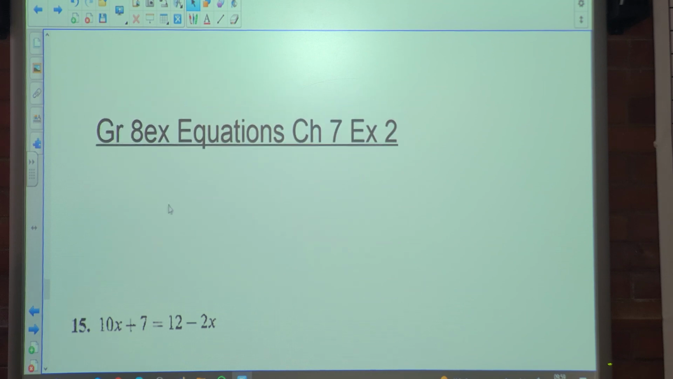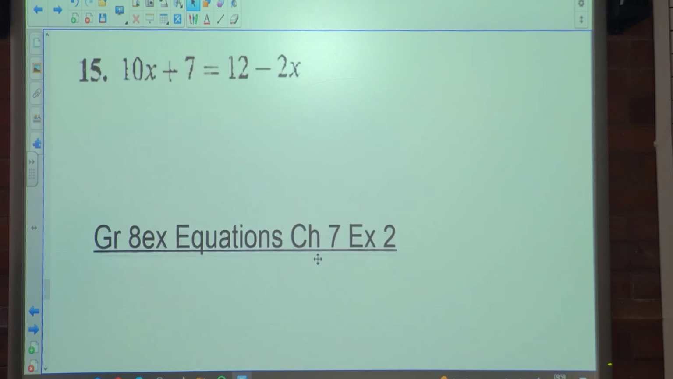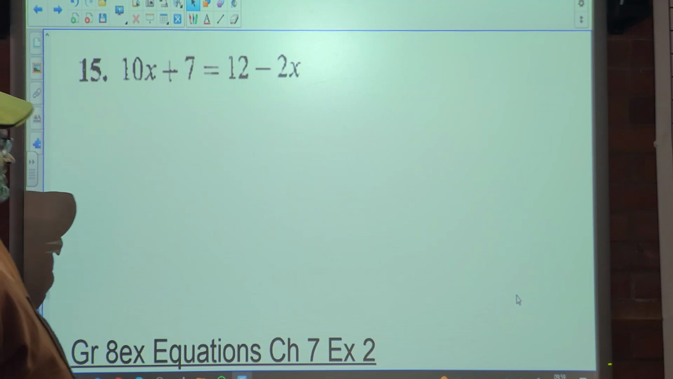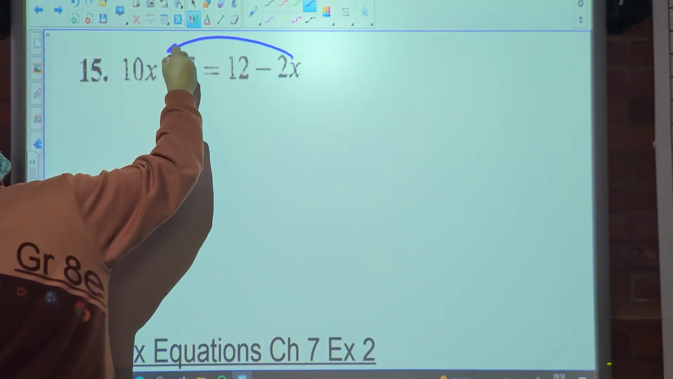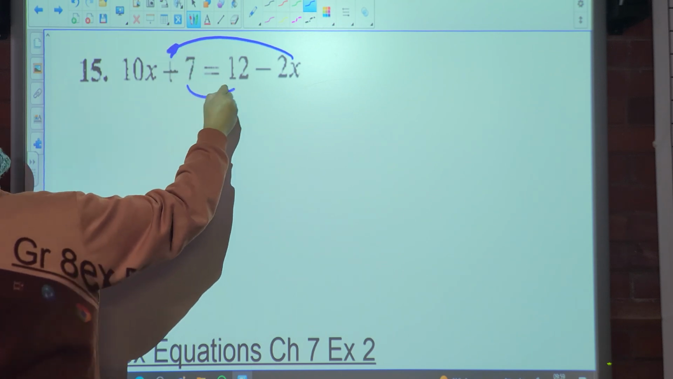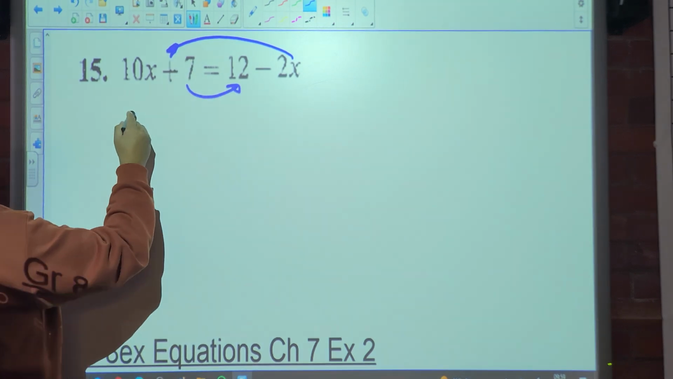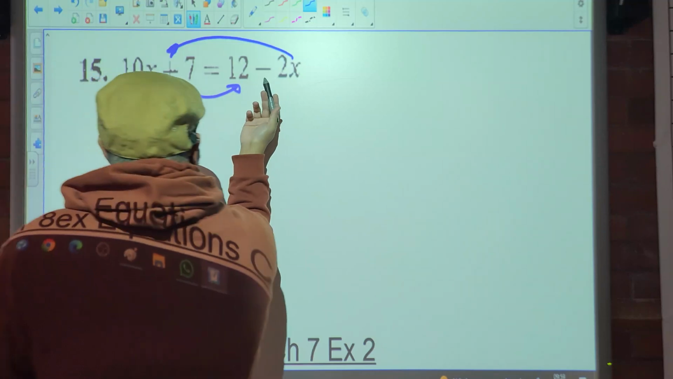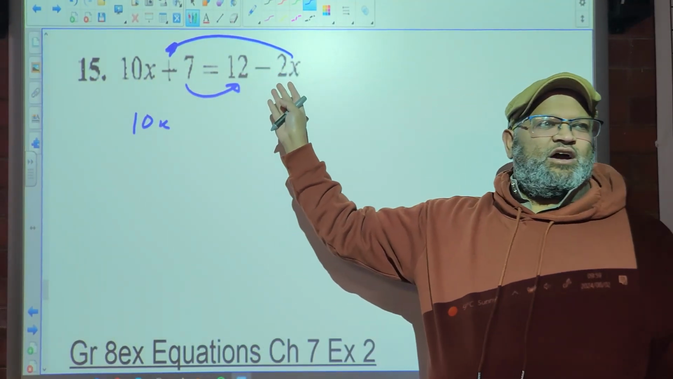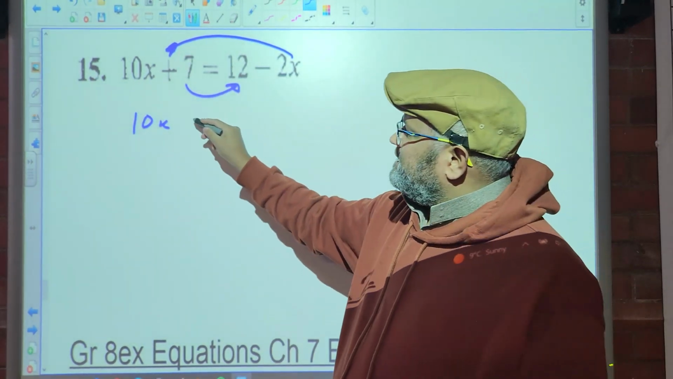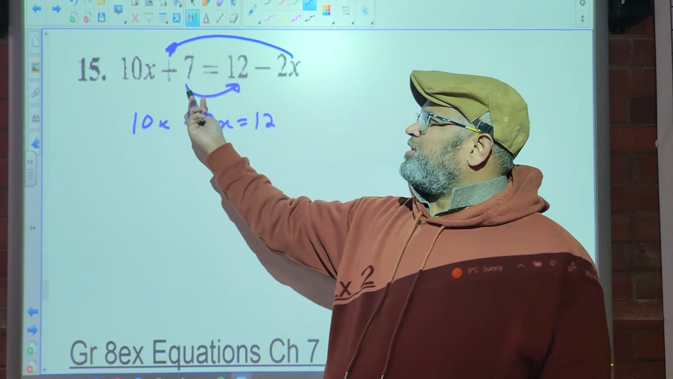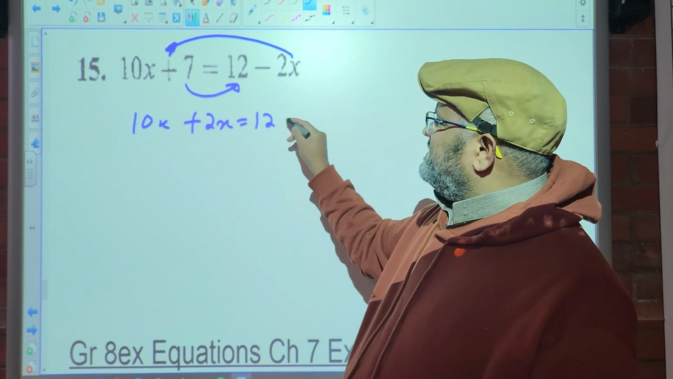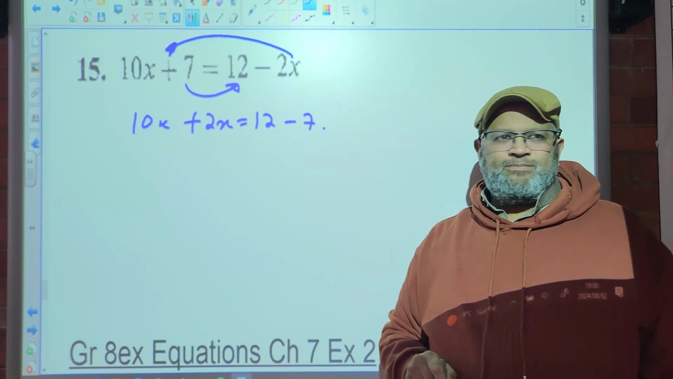Number 15. Oops. So 10x plus 7 is equal to 12 minus 2x. Same story. X is one side, numbers the other side. Okay. So it's going to be 10x is equal to 10x. You see negative 2x, you're taking over the equal sign, becomes positive 2x is equal to 12. Positive 7 you bring over becomes negative 7.